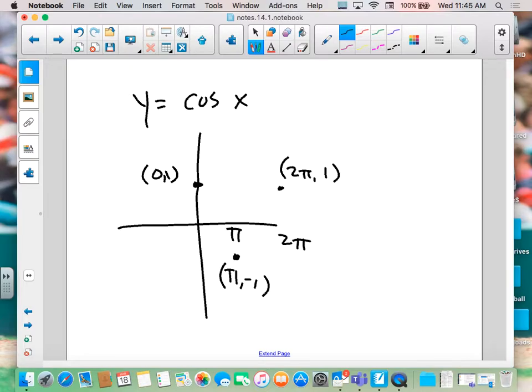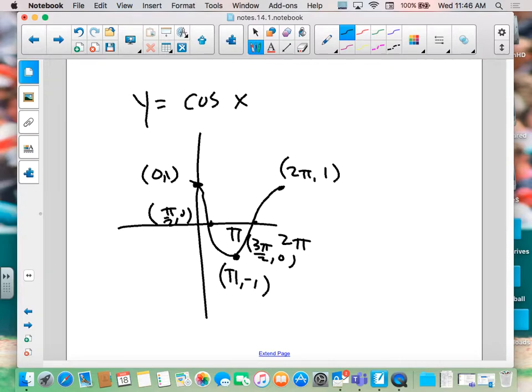If you can picture the wave now, you know your x-intercepts are halfway in between. So this would be 1/2 pi, 0. And this would be 1.5 pi, 0. Again, practice that cosine wave. The more you practice, the better you'll get at it.